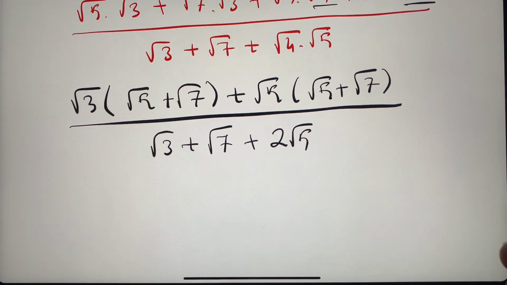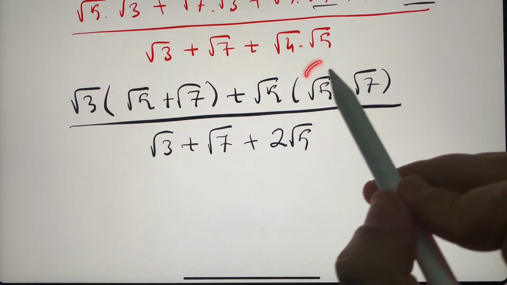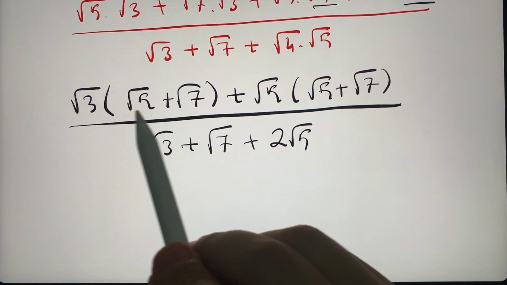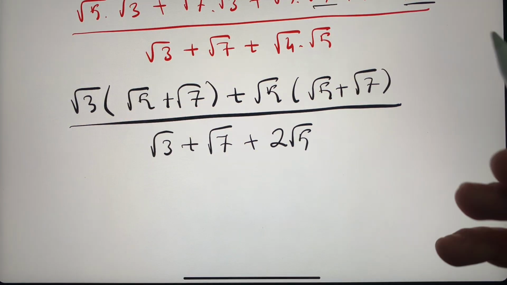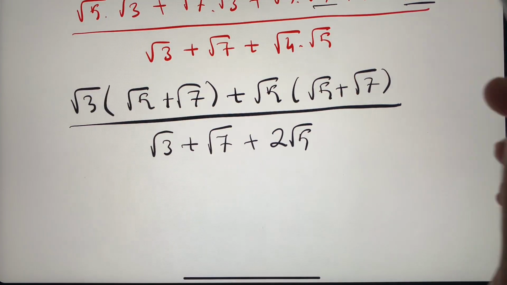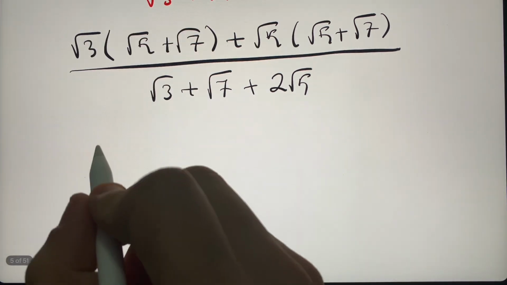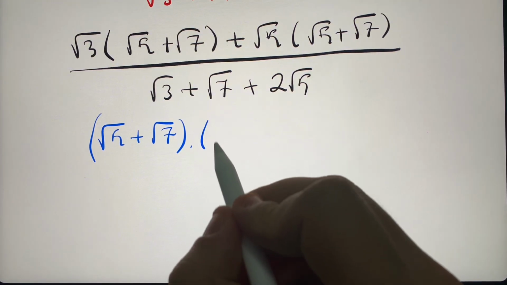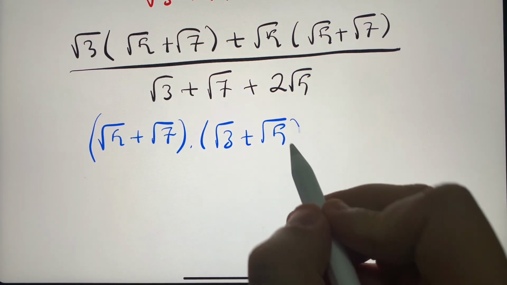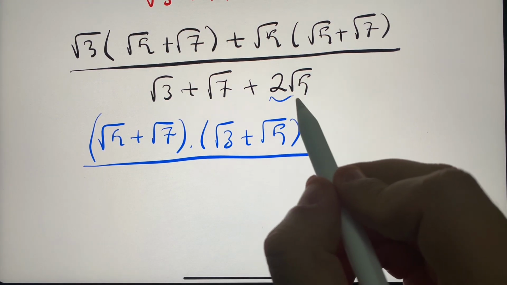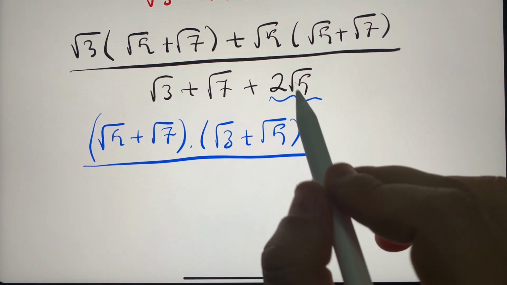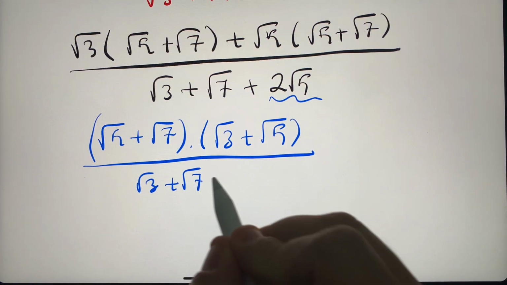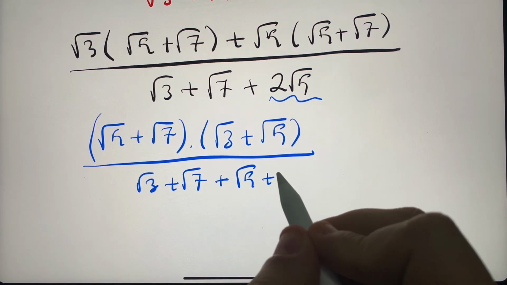Now look what happened again, with the expression here and the expression here. The common factor has come. I can take the common multiplier bracket of this with this, so let's write it that way: (root 5 plus root 7) times (root 3 plus root 5), divided by root 3 plus root 7 plus 2 roots 5, which I separate as root 5 plus root 5.